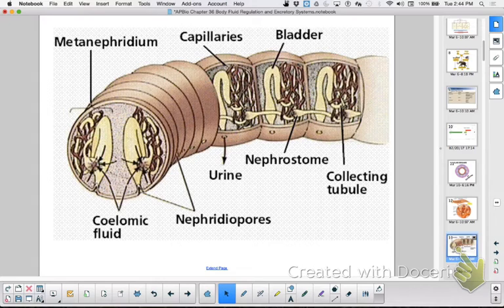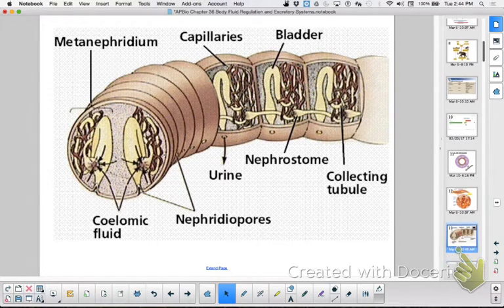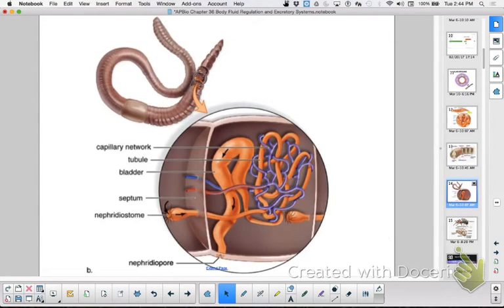So when you see it right here, let me see if I have a better picture. Okay, so we'll look at this one right here. You can see the nephrostome, and you can see these tubes curling around, and see how they have the capillary network along, much like our peritubular capillaries. And so you can pick up anything you need to recover, like reabsorption, capillaries in the middle, and then you can excrete whatever you need to. All right?